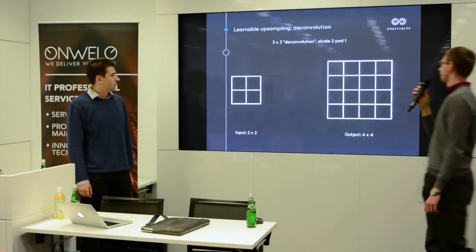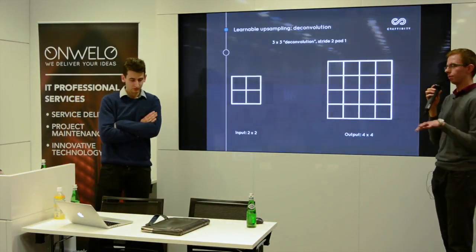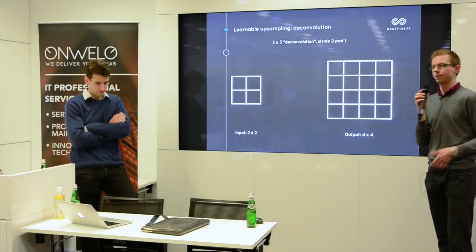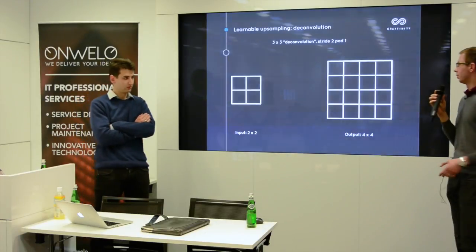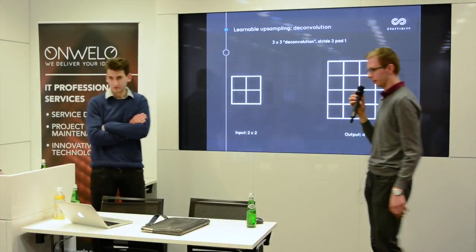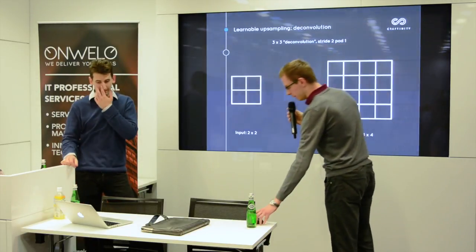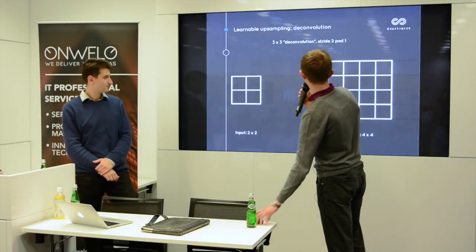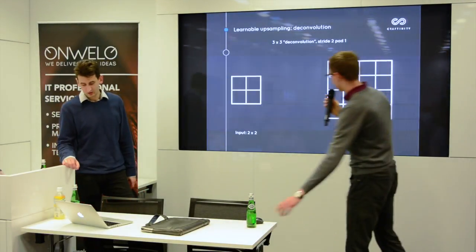Okay, so the next thing is deconvolution. Actually deconvolution is just the backward pass in backpropagation for convolution. So it's very easy to implement because it's already implemented everywhere when we want to do backpropagation and learning with some gradient descent method. So basically we have some input of 2x2 and we are doing a 3x3 convolution with stride 2 and pad 1.